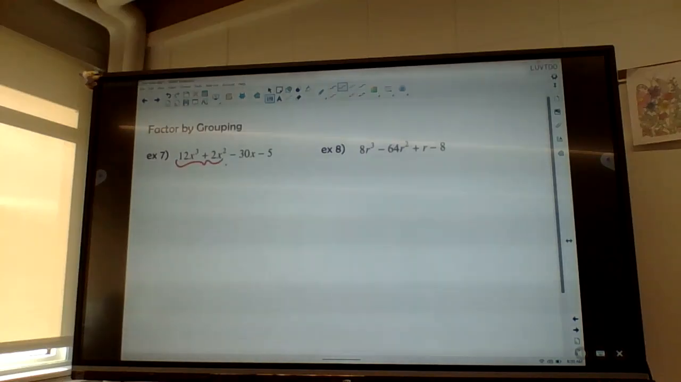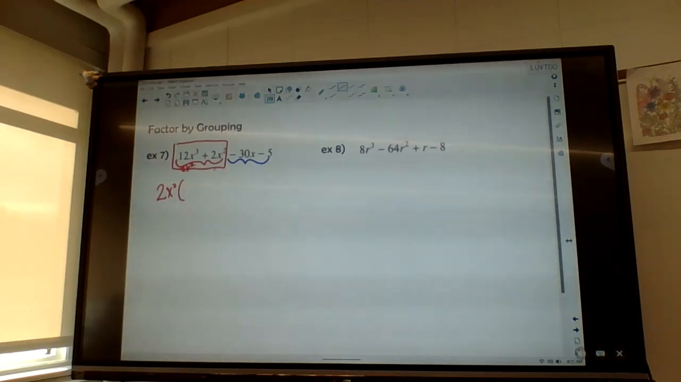This is grouping, where when there are 4 terms like this, I'm going to break it into 2 parts and factor each part separately. Out of this red part, I'm going to look for the GCF of just that part. So 12 and 2, I'm going to take out a 2, but I can also take out an x squared, that's also common there. So I'm going to take a 2x squared out of each of those.